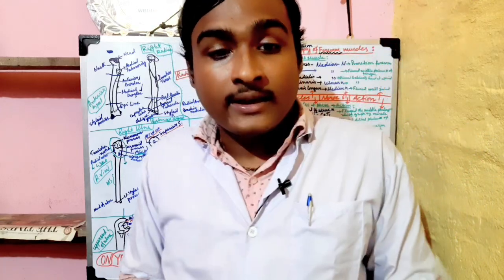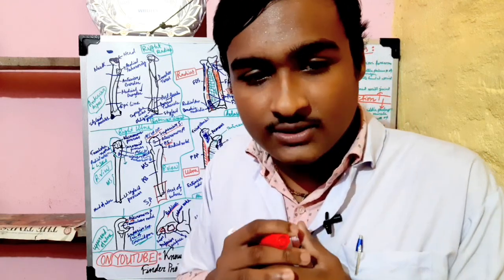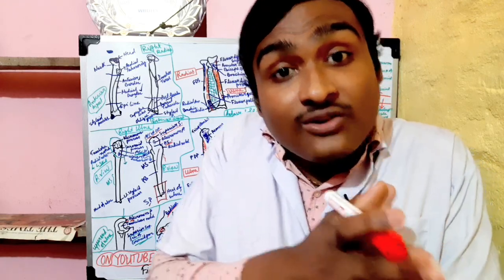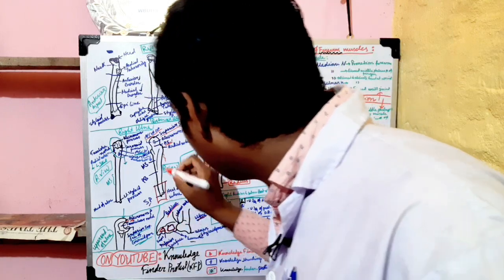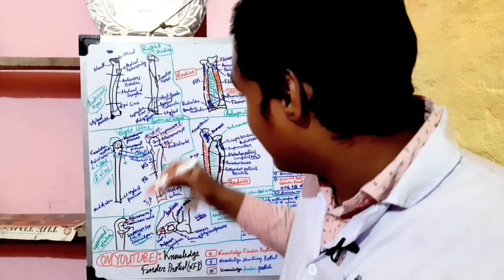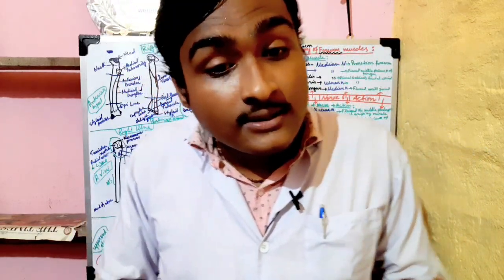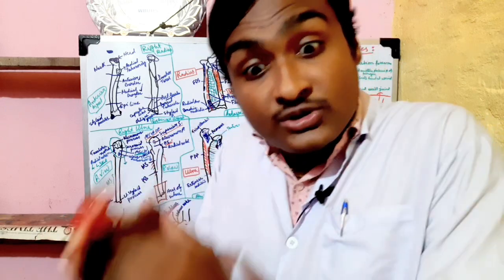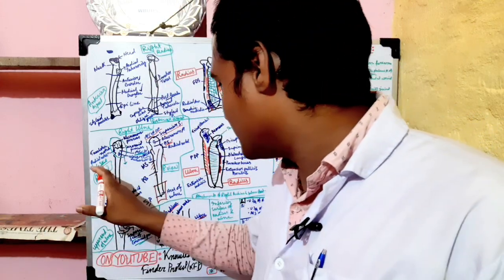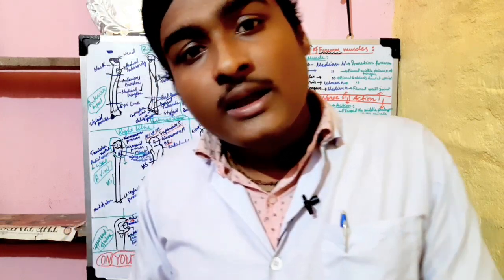The shaft has three borders and three surfaces. What are the borders? This is the interosseous or lateral border, this is the anterior border, and this is the posterior border. What are the surfaces? The anterior surface, posterior surface, and medial surface. These form the shaft, and then there is the lower end.